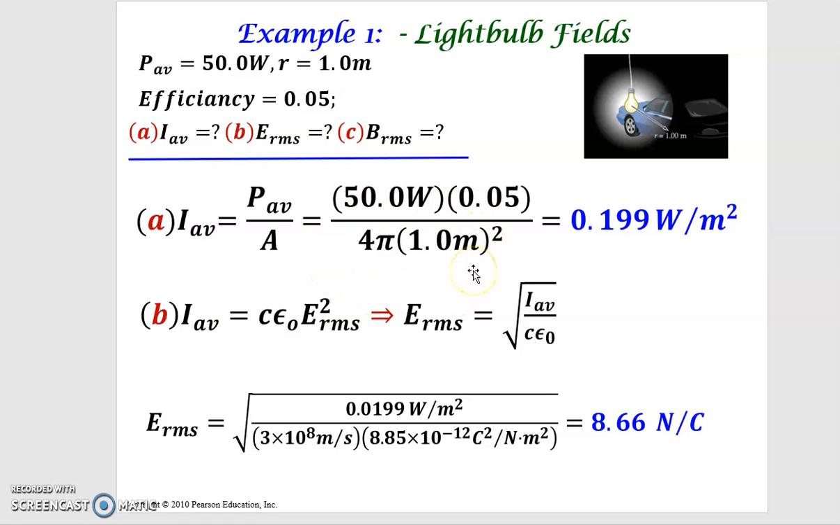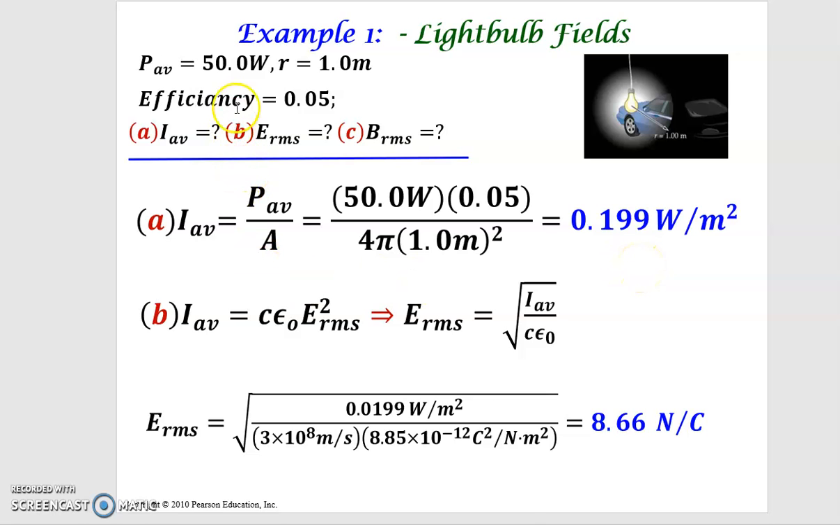So what is the area? The energy will spread out evenly, equally distributed around the spherical surface here. So the cross-section area of the spherical surface is 4 pi r squared. The energy will spread out evenly on that. Therefore, the average intensity is 0.199.